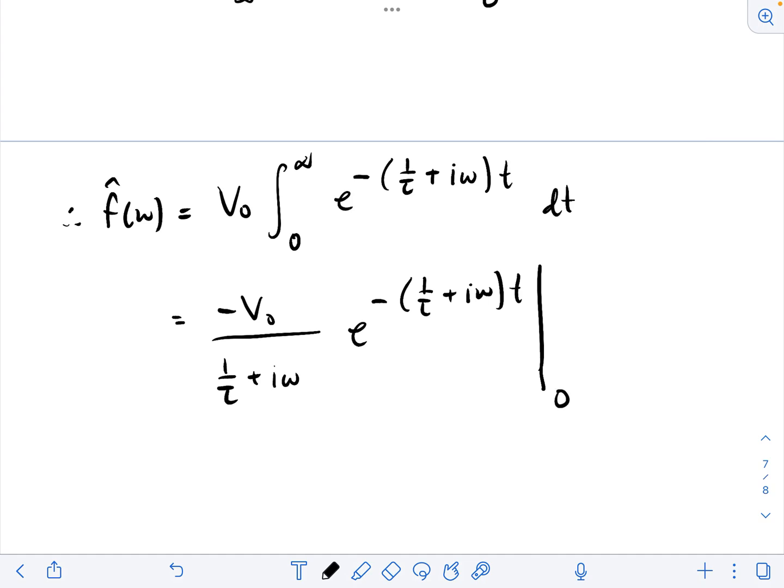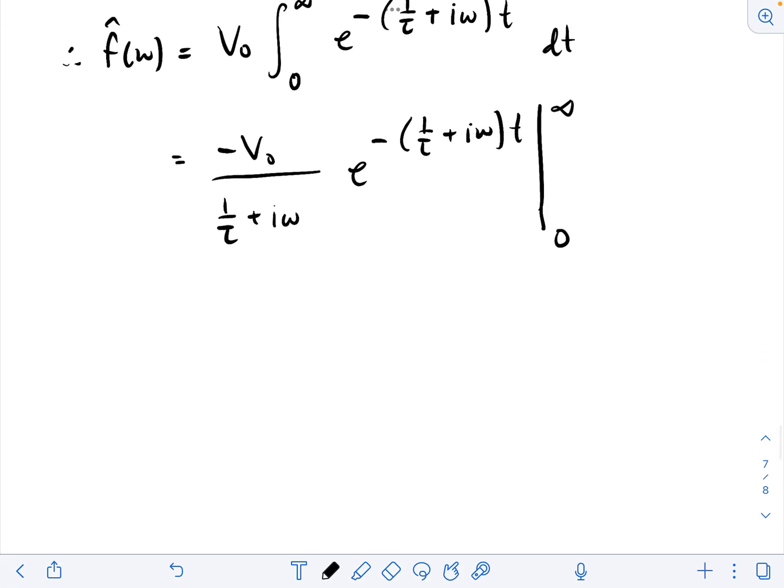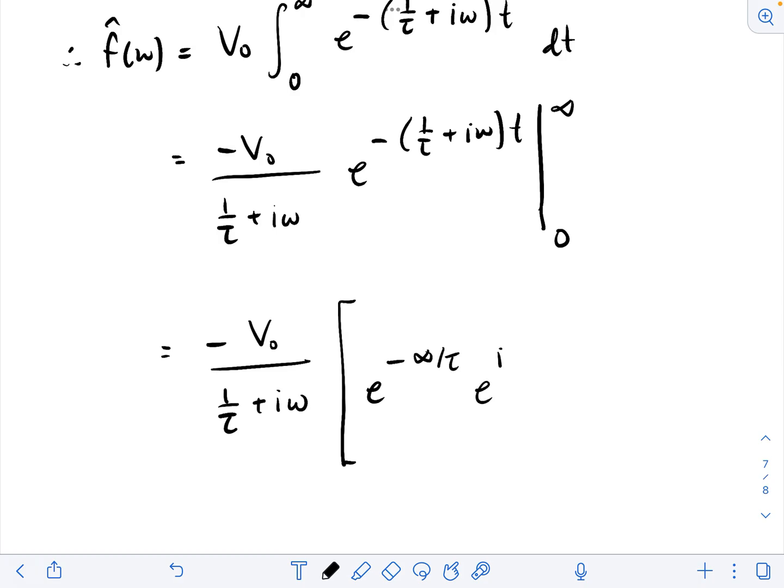Okay, and so let's just put in those limits of integration. So we're going to get a minus v naught 1 over tau plus I omega. And at the limit of plus infinity, we have e to the minus infinity over tau times e to the I omega times infinity, minus, when we put in 0, we get e to the 0. A couple things we can do. E to the 0 is just going to be 1.